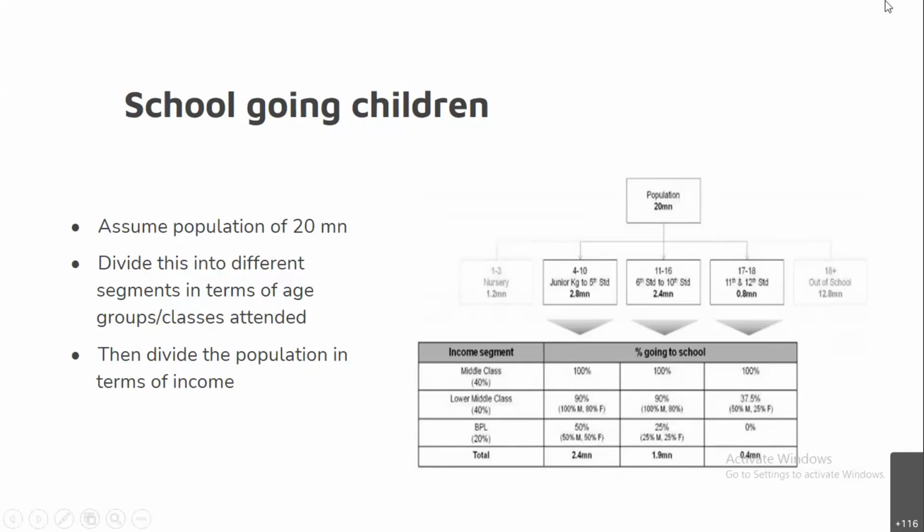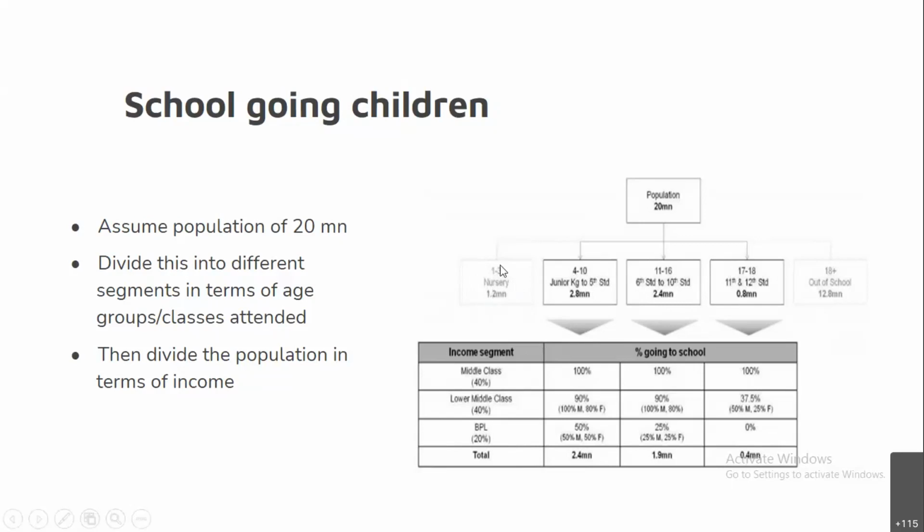So here we take different age groups. First, we take 1 to 3 years old. The other segment will be 4 to 10 years old. Then there'll be 11 to 16 years old. Then 17, 18, and then 18 plus. Now, what is the basis of the segmentation? Because that's what matters, right?